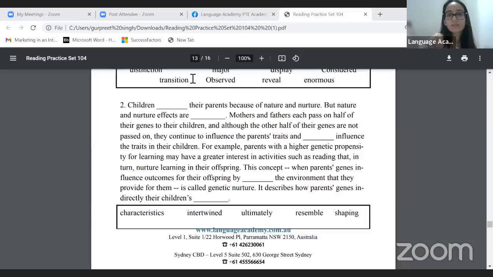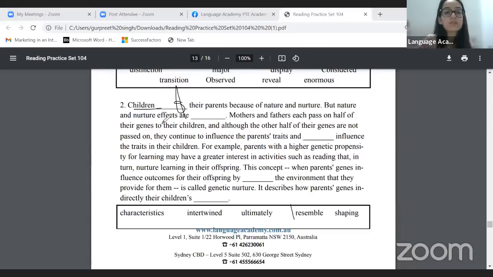Less options, less difficulty. Children dash their parents because of nature and nurture. So children is plural. We need a verb without S. And the only verb that we have without S is resemble. Resemble means look same. So children resemble their parents because of nature and nurture.